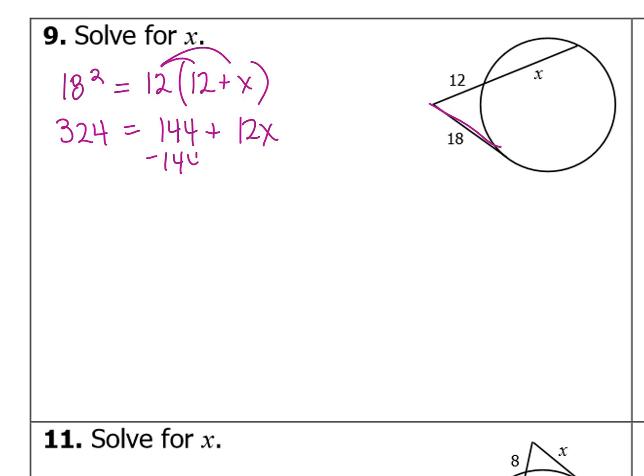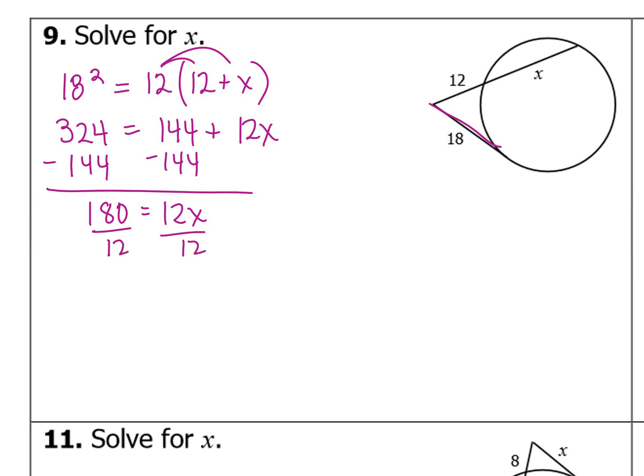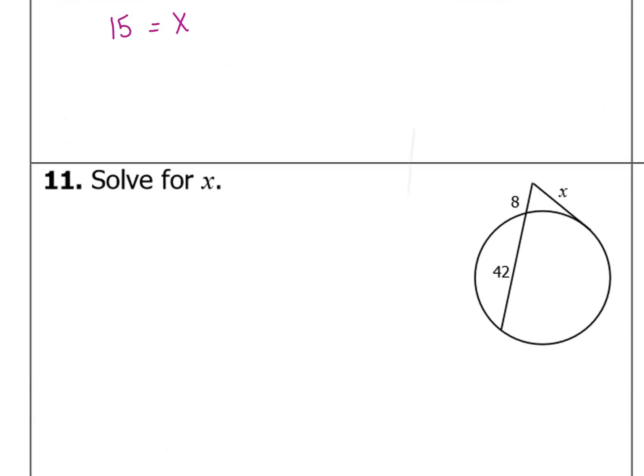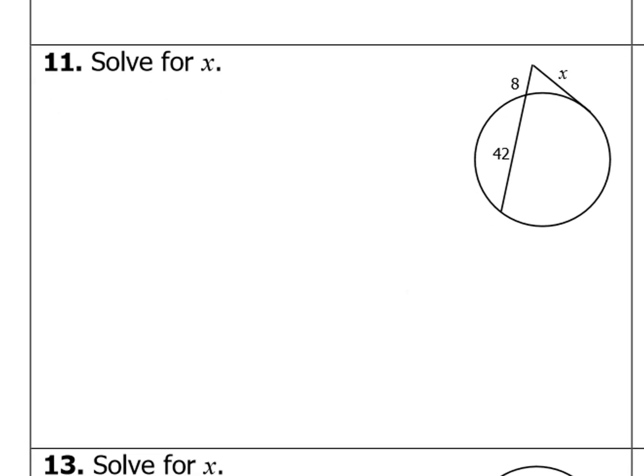Subtract 144 from both sides. And I'm going to get 180 equals 12x. Divide both sides by 12. And I get x equals 15. Okay, so the initial setup, this side squared equals 12 times the sum. All right, another solve for x.